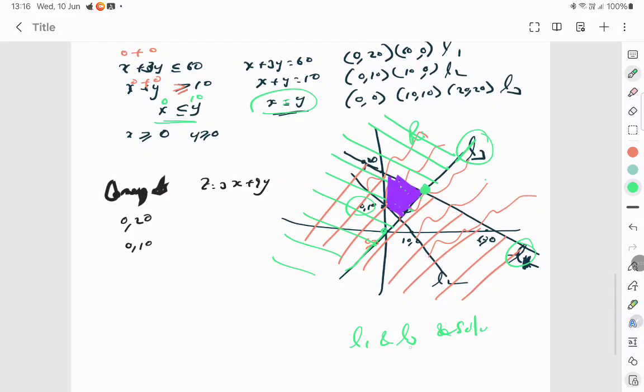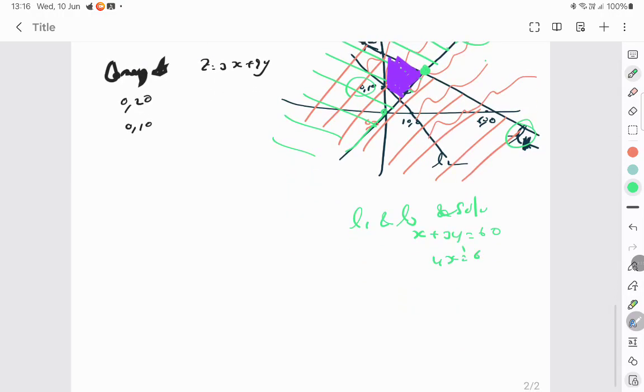Line 1 is x plus 3y is equal to 60. Line 3 is x is equal to y. So you write 4x is equal to 60, so x is equal to 60 by 4.